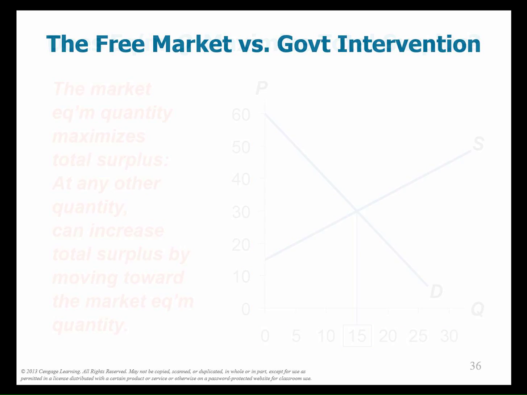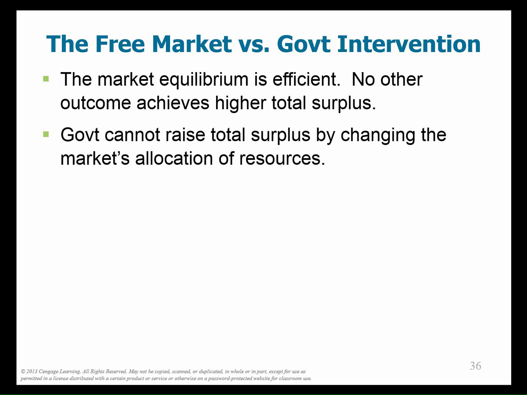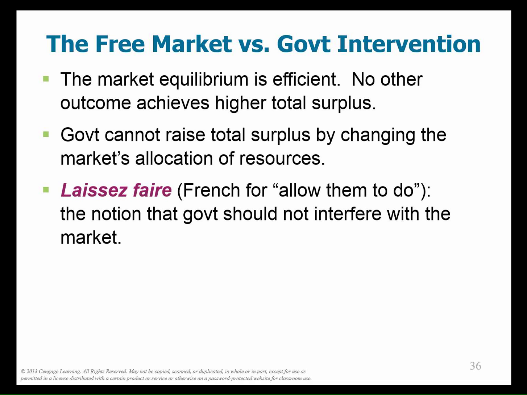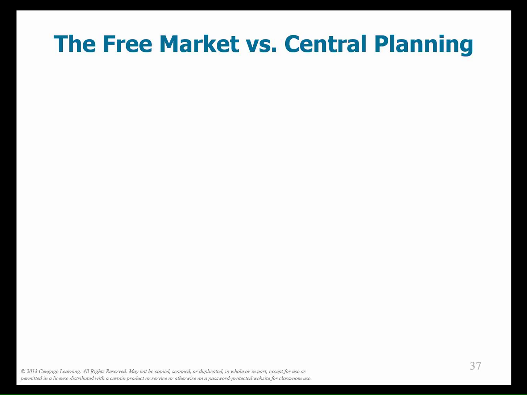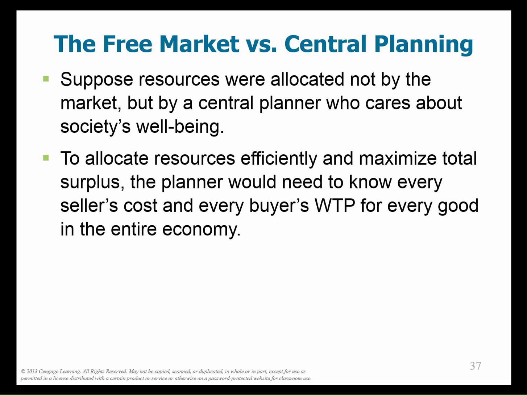All right, so the statement that we're making here is that the free market all by itself is efficient. It's impossible to change the outcome to achieve a higher surplus. And there's a French word, laissez-faire, that describes that. And there are, I guess, two main competing philosophies. The free market, which means allowing supply and demand, not the government, to determine price and quantity, versus central planning, which means that there's a central planner who decides how much of a good and to whom that good should be sold.